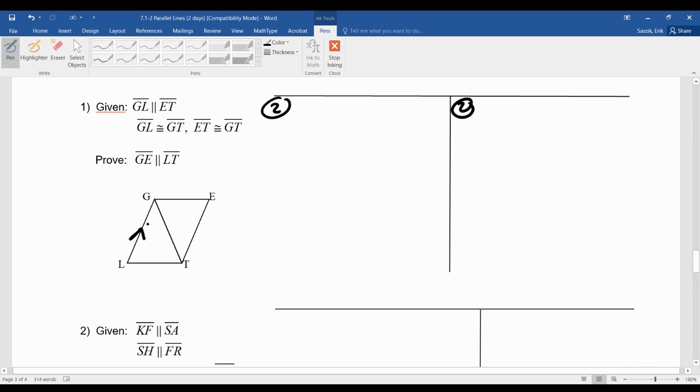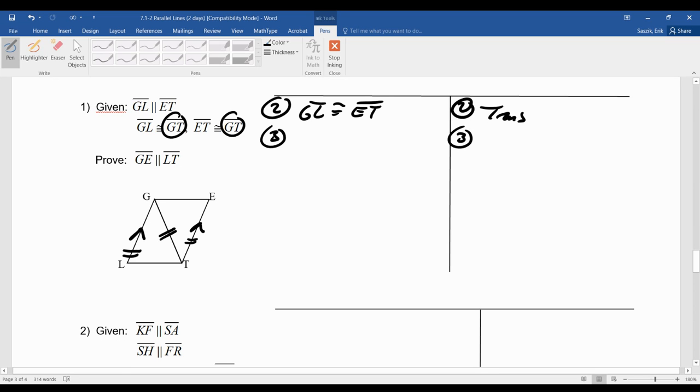GL is parallel. That's how we mark parallel with arrows. GL is congruent to GT. And then it says ET is congruent to GT. So you know what? I'm going to catch up to my tick marks right away. You see how I got GT twice. So GL is congruent to ET. That's transitive. Okay. We have to show that these top and bottom ones are parallel.